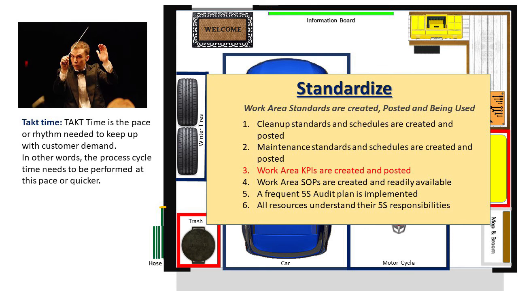As part of the third step, takt time has to be determined. Takt time is the pace or rhythm needed to keep up with customer demand. In other words, the process cycle time needs to be performed at this pace or quicker.